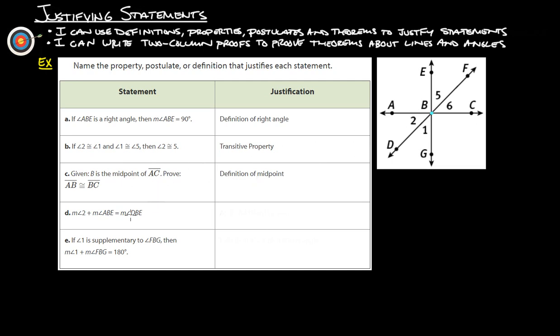For D, the measure of angle 2 plus the measure of angle ABE, so these two angles here, has to equal the measure of DBE.